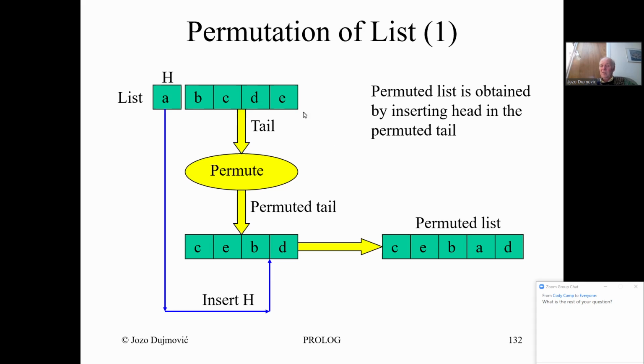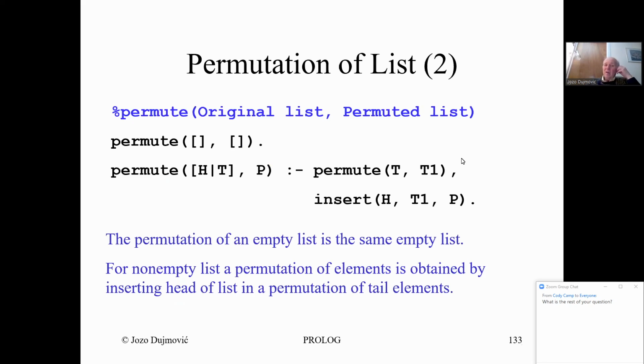Is this clear? What is the idea? Insert head in permuted tail to get permuted list. Now the program that is doing that. If you have an empty list, the permuted list is also an empty list. This is the boundary condition, if the list is empty.